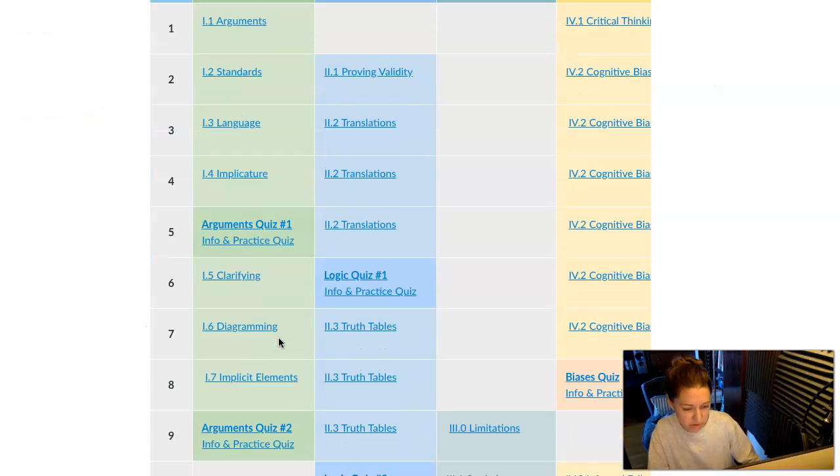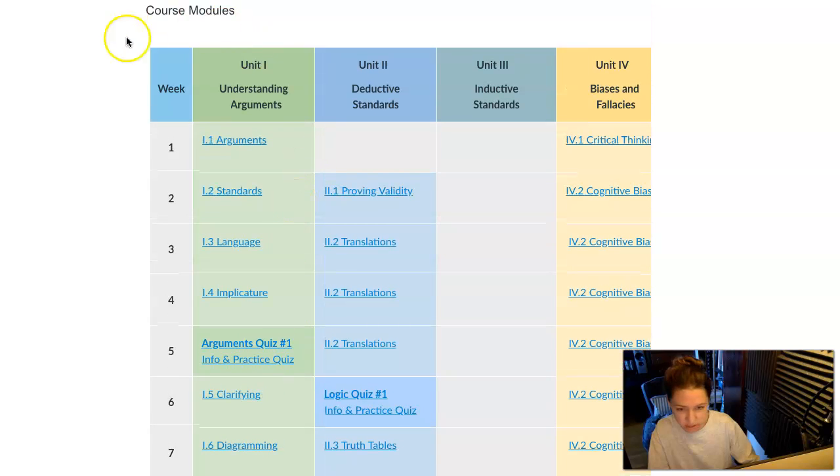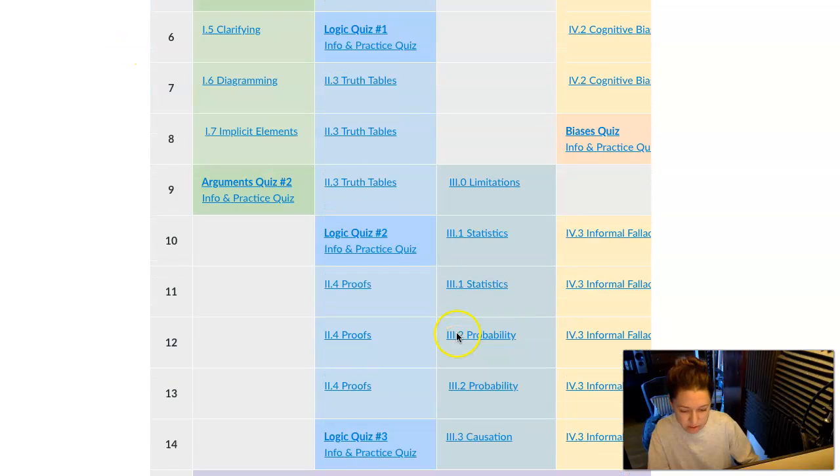If we scroll down to the sort of calendar course module version, you can see we're on Week 12: Proofs, Probability, Informal Fallacies. I'm going to make a separate video about the probability module. So let's start by taking a look at the proofs module.